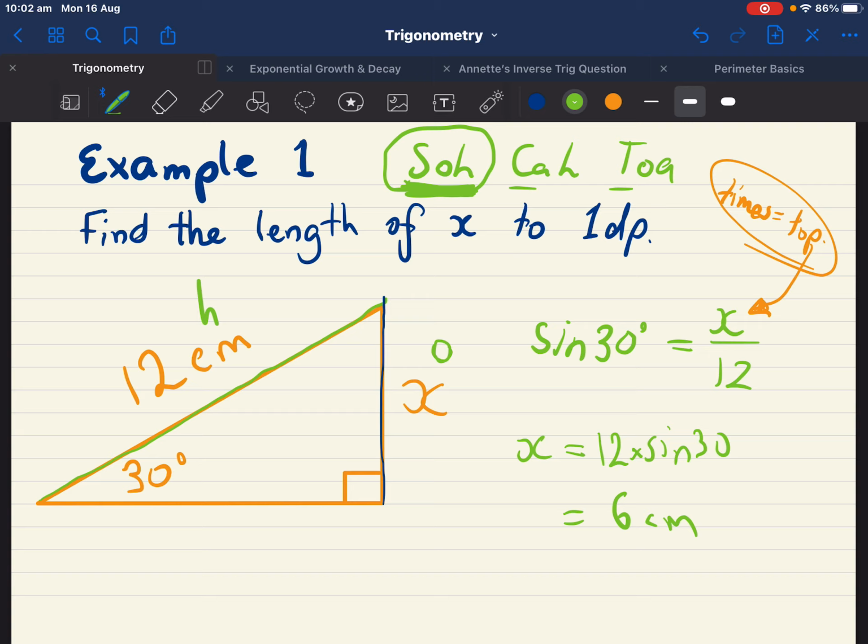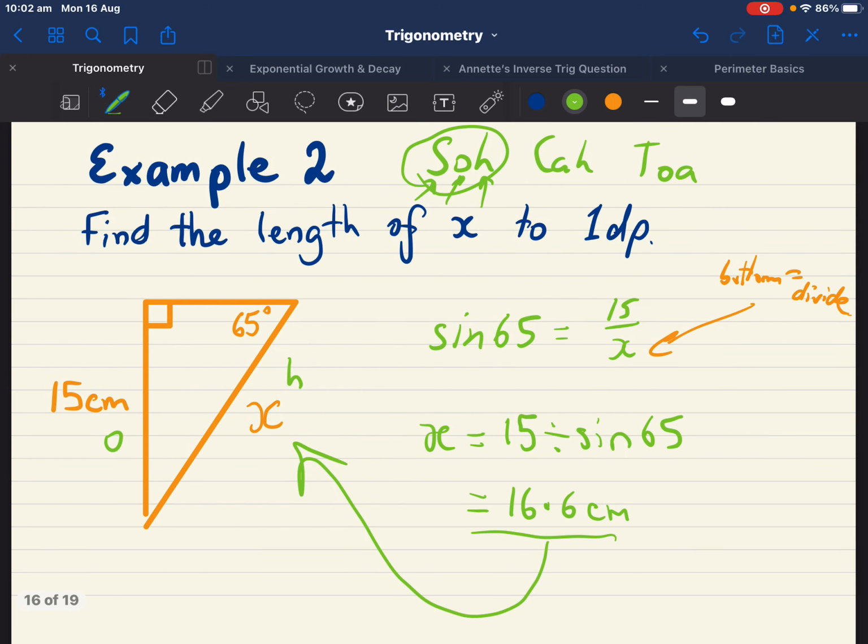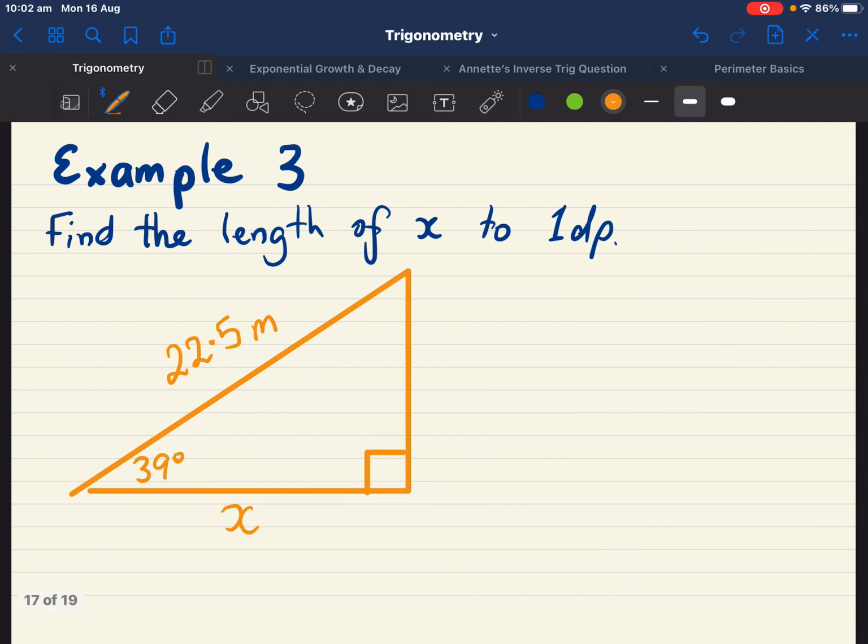It could be sine, cos, or tan, and all of them could potentially have a times or a divide question. The way you tell is where the pronumeral is on the fraction. If it's on the top, you times. If it's on the bottom, you divide. That's the worst M, by the way, so that whole word is very messy. Hopefully you can see that. Bottom equals divide. Anyway, let's move on.